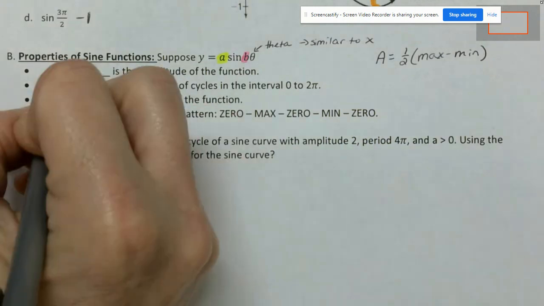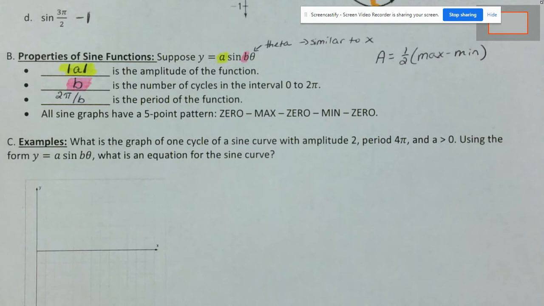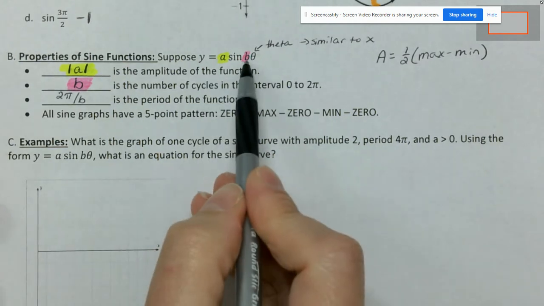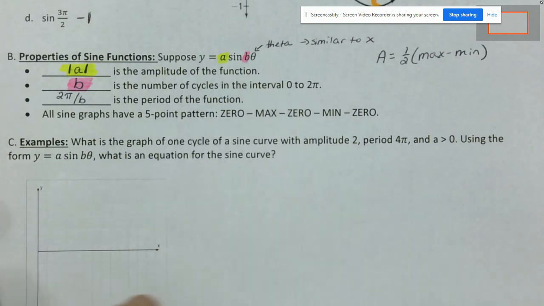Also, 2 pi over b is the period of your function, okay? That's the period of your function. Remember, that's how long it takes it to complete one cycle. So if you know this number, you can take 2 pi and divide it by this number, and that's going to give you the period of your function.